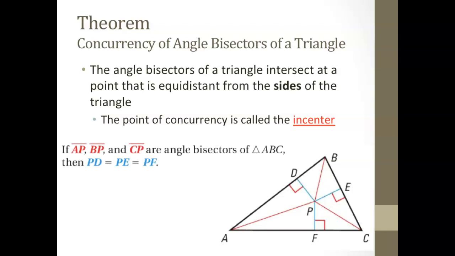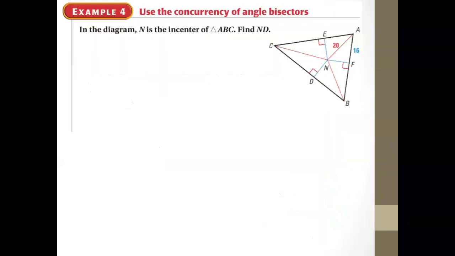Let's take a look at our last example. In the diagram, N is the incenter of triangle ABC. Find ND. By the theorem that we just went over, we know that the incenter, N, is the same distance from each of the sides of triangle ABC. That means ND, NE, and NF are all equal to each other. Now, since the measurements that we do know are given here at NA and AF, and we know that NF is perpendicular to AF, we know that we have this right triangle, NAF.